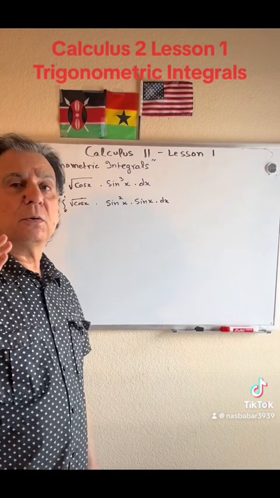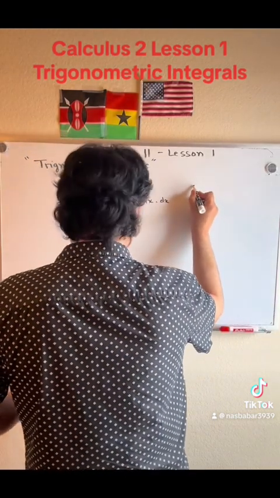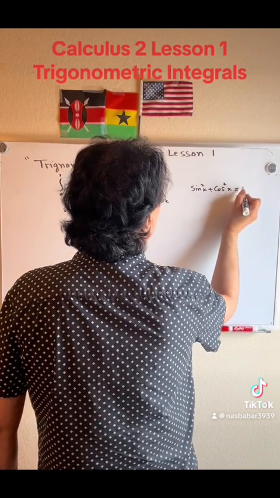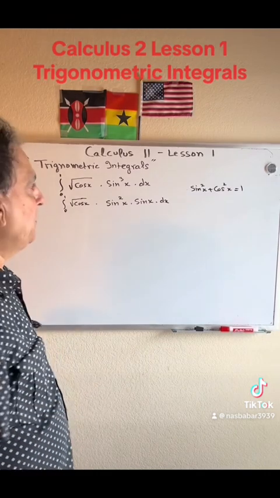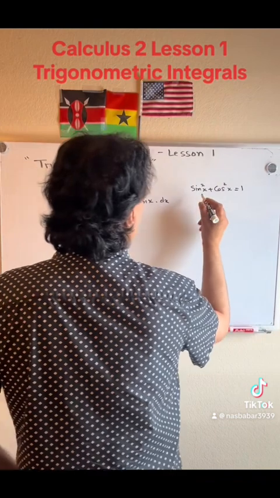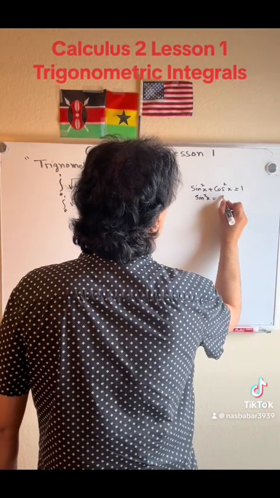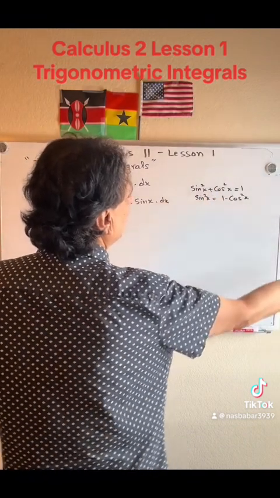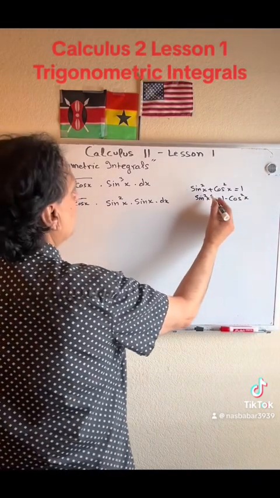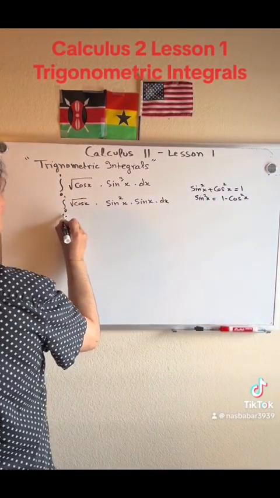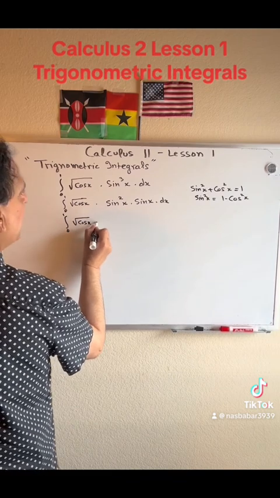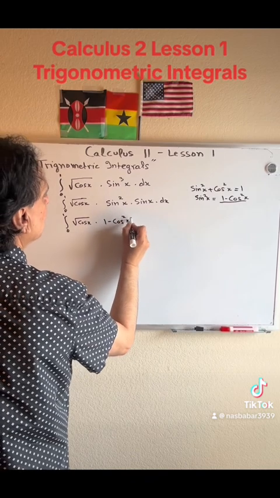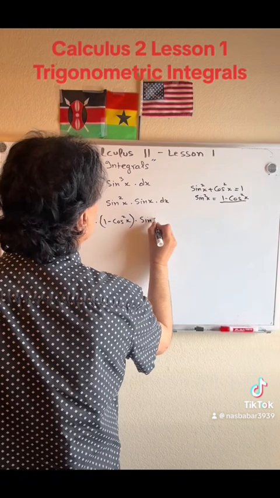Now, from your trigonometry, you must remember that sine square x plus cosine square x is equal to 1, right? We established that in trigonometry. So then what we can say is that sine square x is equal to 1 minus cosine square x. All I'm doing is shifting cosine square to the right hand side. Then I plug in the value of sine square in here. So from 0 to 1, cosine of x times 1 minus cosine square x, times sine x dx.